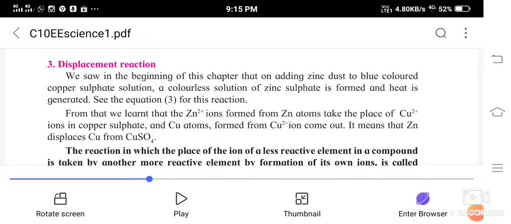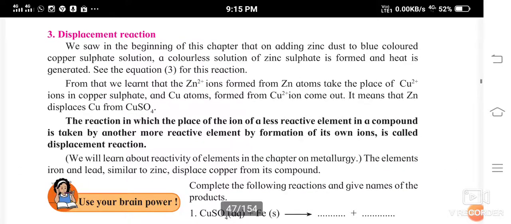Students, in the last video we studied combination reaction and decomposition reaction. So in this video let us continue with displacement reaction. We saw in the beginning of this chapter that on adding zinc dust to blue colored copper sulfate solution, a colorless solution of zinc sulfate is formed and heat is generated. See equation 3 for this reaction.